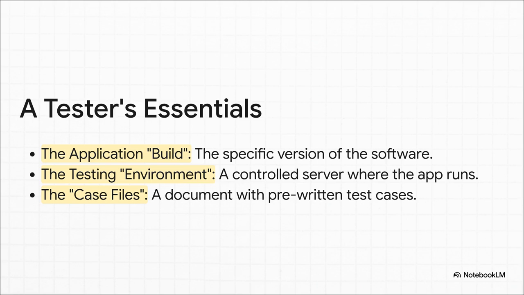First, they need the build. Think of this as the suspect, the specific version of the app they're investigating. Second, the environment. This is like a secured interrogation room, a private server where they can poke and prod the app without anyone in the real world knowing. And finally, the case files. These are their step-by-step instructions, telling them exactly how to question the suspect.